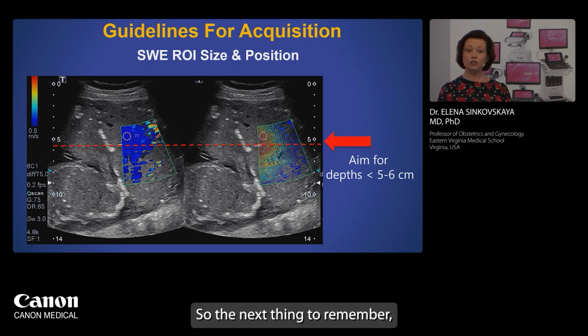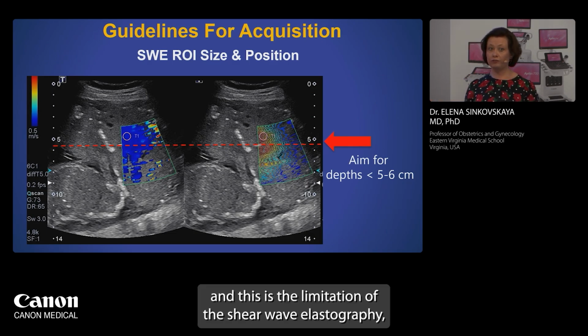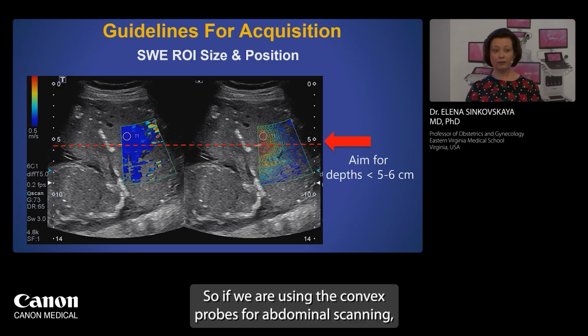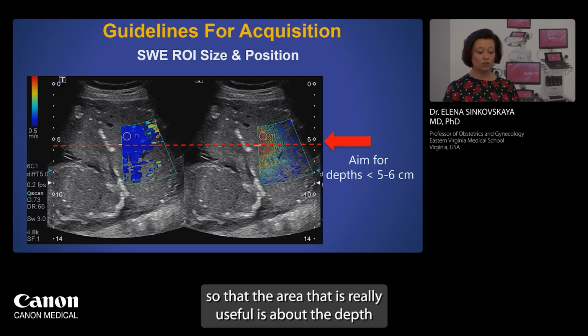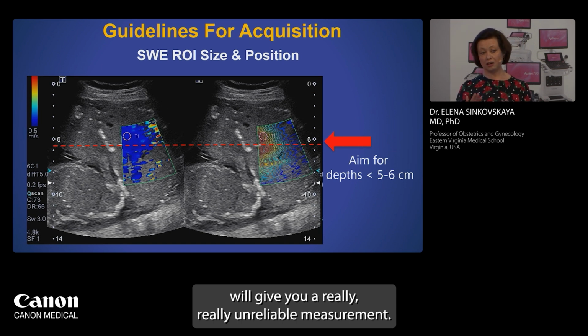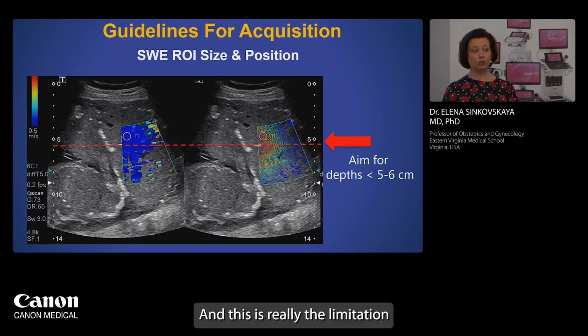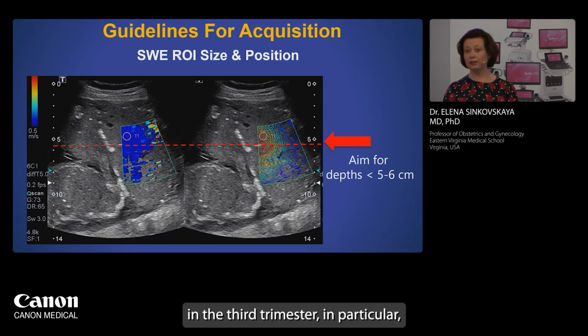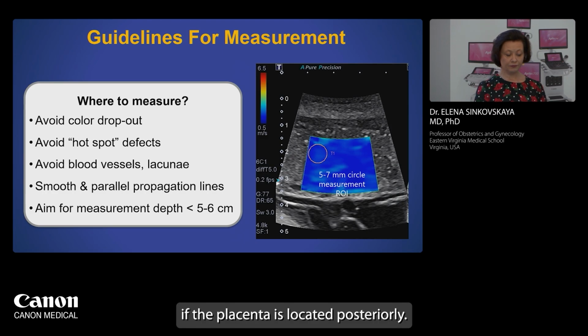So the next thing to remember, and this is one of the limitations of shear wave elastography, is that it's very depth dependent. If we are using convex probes for abdominal scanning, the area that is really useful is about a depth of 5 to 6 centimeters. Anything below that will give you a really unreliable measurement, and this is really a limitation for looking at placental elasticity in the third trimester, and in particular if the placenta is located posteriorly.